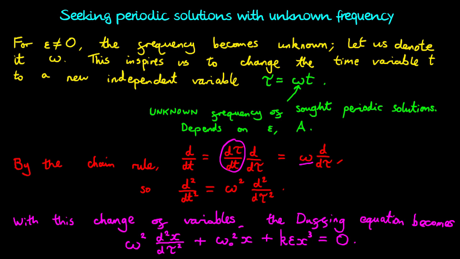So if we then put these results into the Duffing equation, we've got this Duffing equation where we've now got independent variable tau instead of t. So we've got omega squared d2x by d tau squared plus omega naught squared x plus this constant k times the small parameter epsilon times the nonlinear term x cubed is equal to 0. So that's now the equation we're looking at.